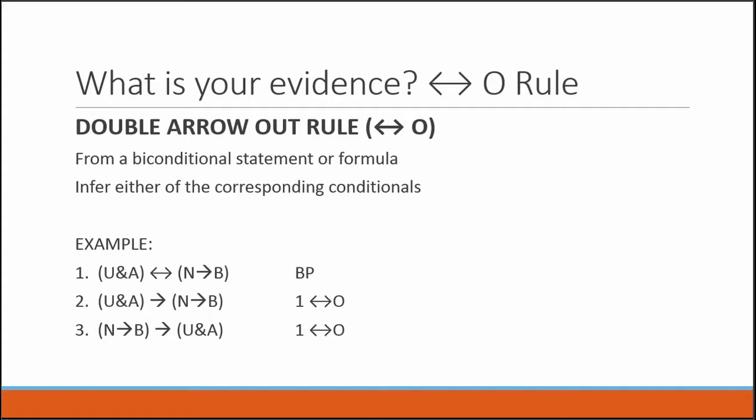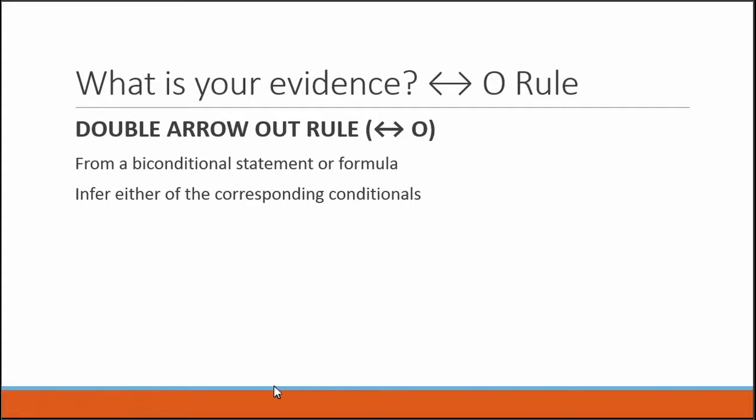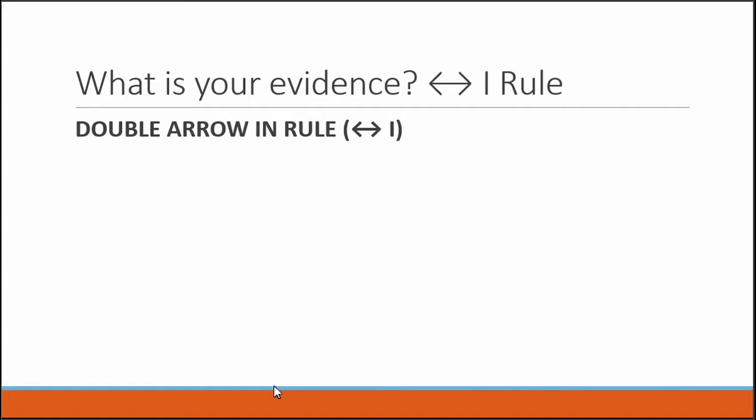As long as each antecedent and consequent matches the various parts of the biconditional, you can infer either conditional. From a biconditional statement or formula, infer either of the corresponding conditionals. Double arrow out rule. Let's move on to double arrow in rule. It's a little bit more complicated, but not much.